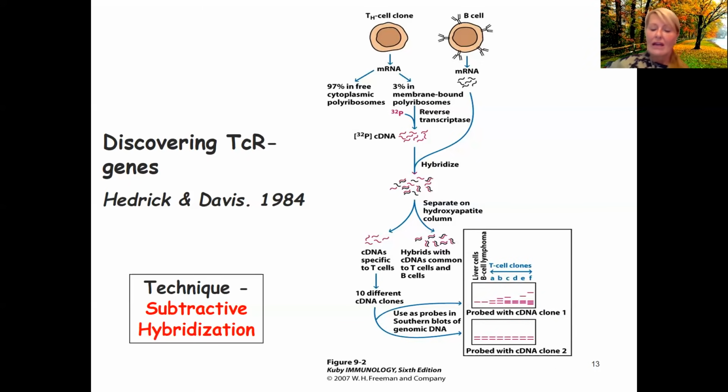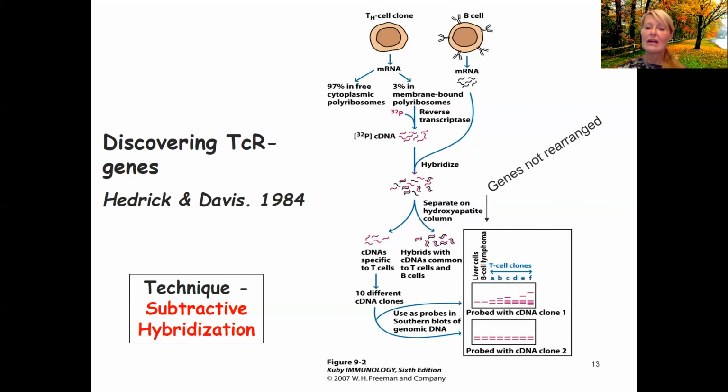And so that's the experiments that they did. Again, this is a fairly elaborate experiment, a lot of different techniques, but very well thought through. So I want you to be able to understand how they did that and why they did that. And the two main techniques, the subtractive hybridization and the Southern blot working together.